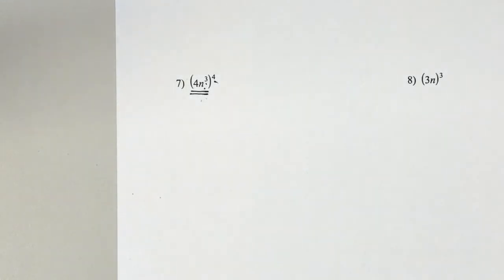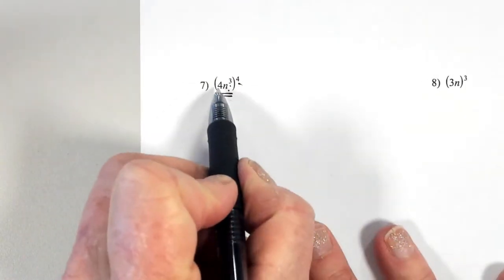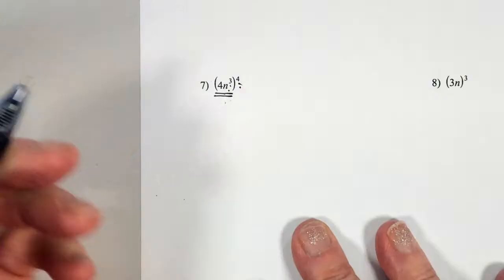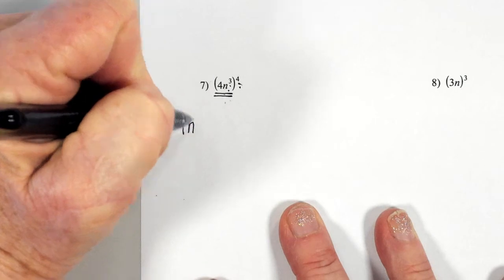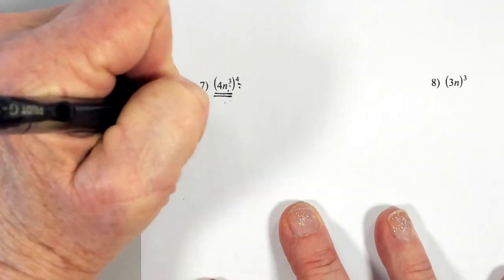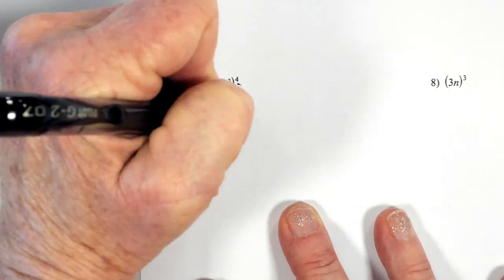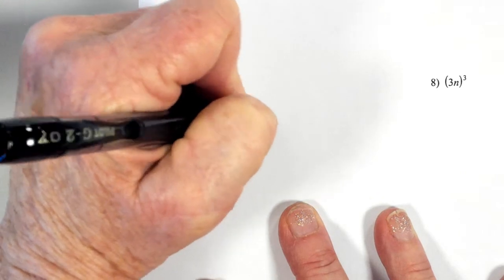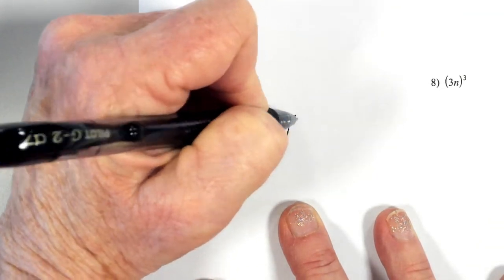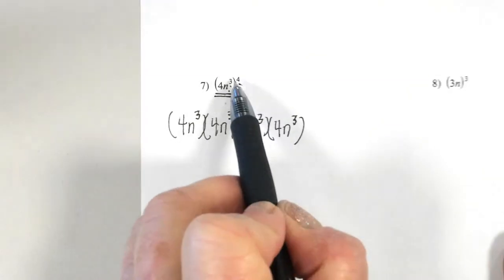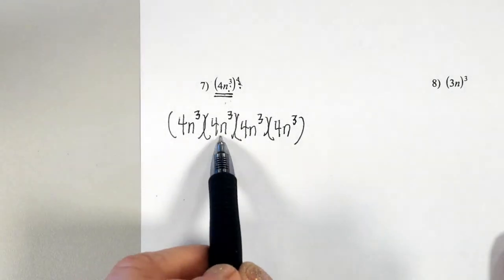So, moving on. Remember what I said. I'm going to write 4n to the power of 3, and I'm going to write it 4 times. So, 4n to the power of 3 times 4n to the power of 3 times 4n to the power of 3 times 4n to the power of 3. Take a look at that. I've got 4n to the power of 3, and I wrote it 4 times. Why did I write it 4 times? Because that exponent of 4 says repeated multiplication.